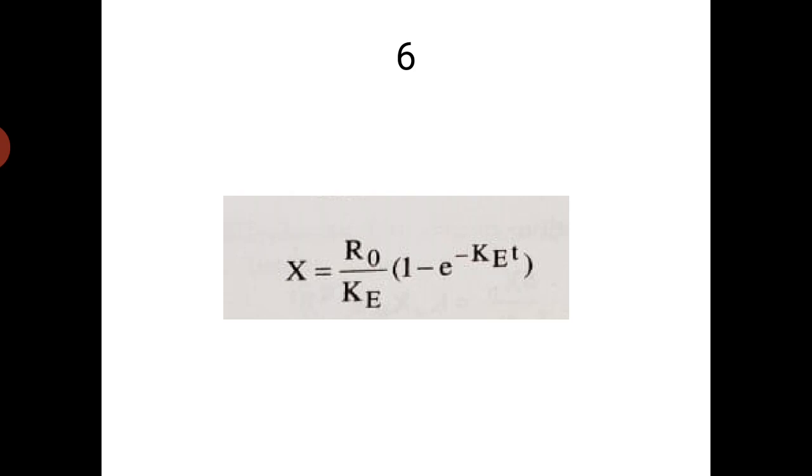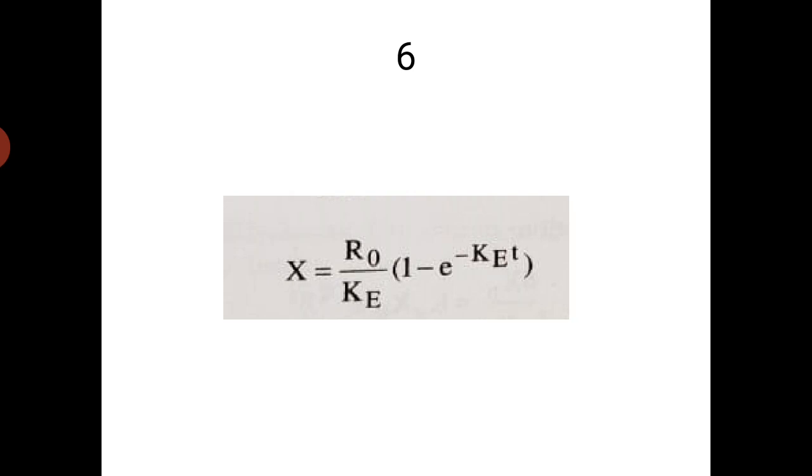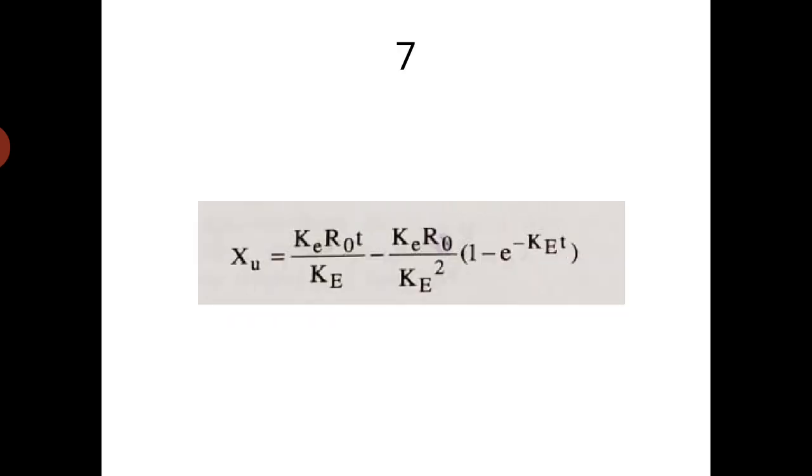You will get dXu/dt. So substitute the value of X in the first equation and integrate it. After integrating, you will get this equation, that is Xu is equal to Ke R0 t divided by Ke minus Ke R0 divided by Ke square into 1 minus e raised to minus Ket. Now you calculate it for Xu infinity.